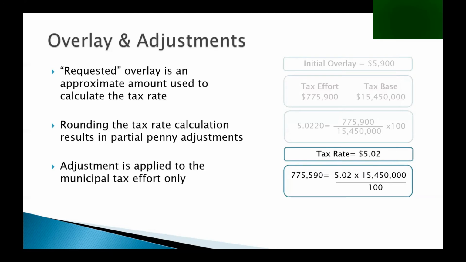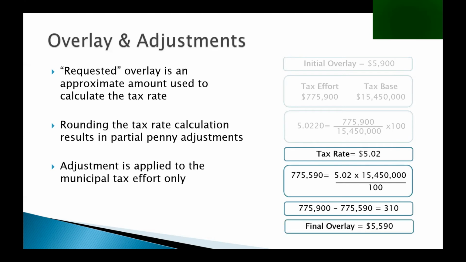So in this case, you move some numbers around, and we can calculate how much money we would actually raise through that lower tax rate, so that $5.02. What you might notice here is that with rounding down that tax rate to the nearest whole cent, we're actually going to come up a little short. We're going to be about $310 short of where we need to be. So what you would ultimately do is take that $310 and calculate a final overlay amount from that. That overlay is basically your cushion to deal with this rounding issue.